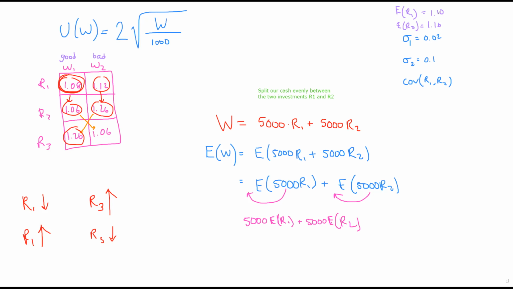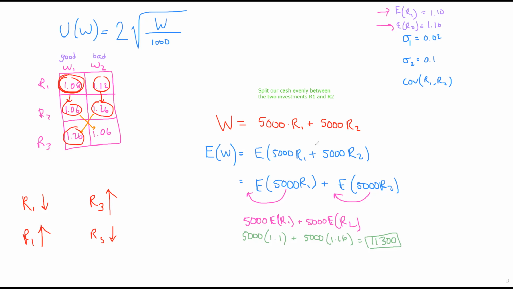Expected value of R1, we found a long time ago. This is 5,000 times 1.1 plus 5,000 times 1.16, which gives us 11,300. That's the expected value of our wealth if we invest. And they also, I believe, want the expected utility.